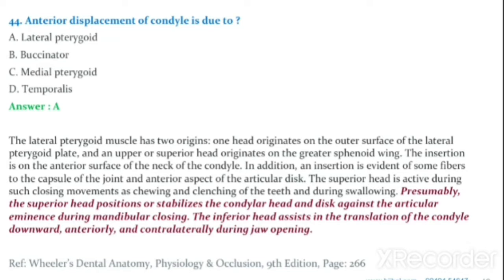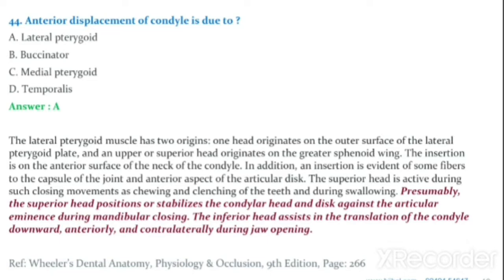One head originates on the outer surface of the lateral pterygoid plate, and an upper or superior head originates on the greater sphenoid wing. The insertion is on the anterior surface of the neck of the condyle. In addition, an insertion is evident of some fibers to the capsule of the joint and anterior aspect of articular disc.